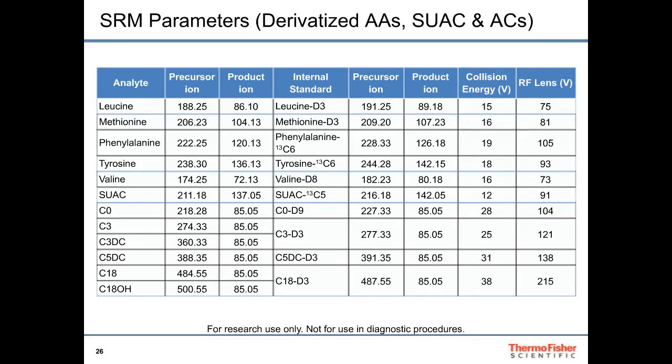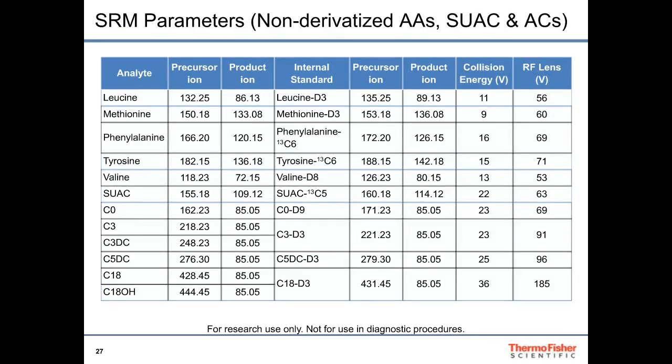These are some of the analytes and internal standards that were used in the study with their SRM transitions and optimized mass spec parameters, that is, collision energy and RF voltage, to get the best signals for the butylated derivatives. There were also 12 amino acids, succinylacetone, carnitine, and 18 acylcarnitines in each sample. These are the corresponding parameters for non-derivatized analytes and internal standards.